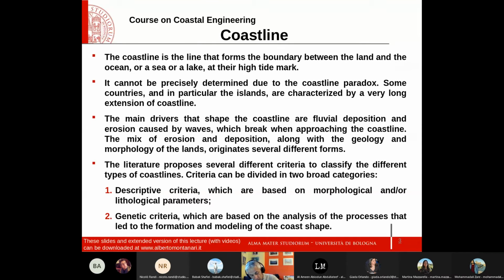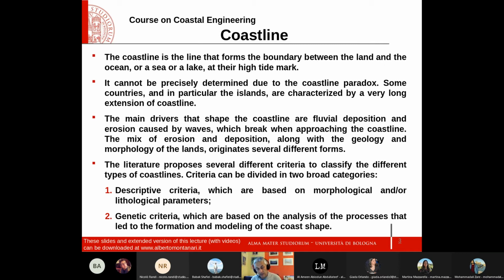This is our solution. And for identifying the solution, again, I repeat my reasoning, we need a model and we need a theory. So we need to understand the main drivers. And what are the drivers that shape the coastline? For certain types of coasts, it is fluvial deposition and erosion caused by waves. So for certain types of coasts, which we will see in detail later, the origin was fluvial deposition.